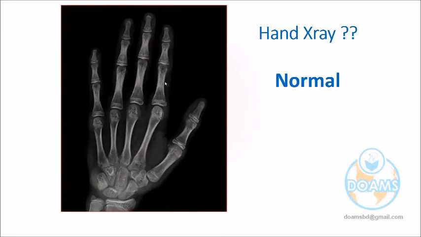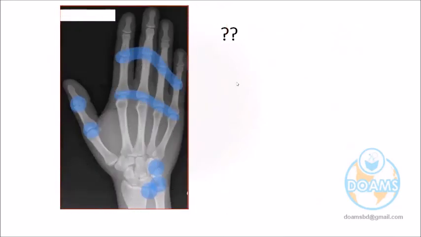The normal hand X-ray. Now you see involvement. This is metacarpophalangeal. This is PIP, proximal interphalangeal. This is distal interphalangeal. So that means that these joints are involved, but distal interphalangeal joints are not involved.